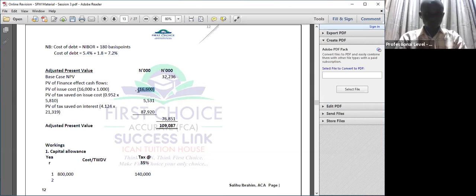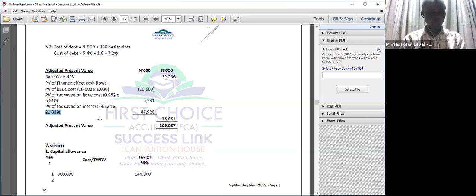Do you understand? So PV of tax saved on interest, we have computed our interest to be 21,319. And we agreed that it's going to be year 2 to 6. So what are you going to do? In order to get our discount factor, you will compute discount factor of year 1 to 6 and deduct discount factor of year 1 in order to get discount factor of year 2 to 6. So I'm going to say 1 minus 1.05 raised to the power of minus 6, divided by 0.05.